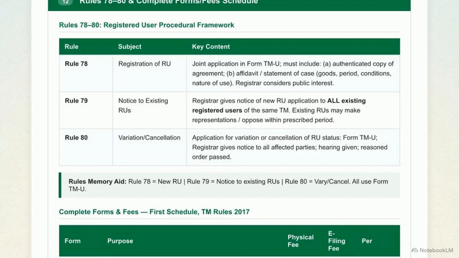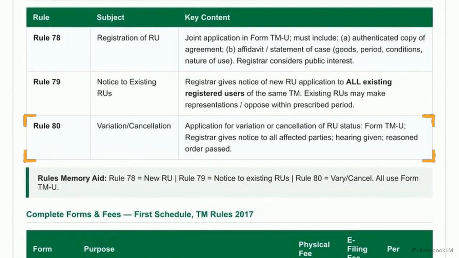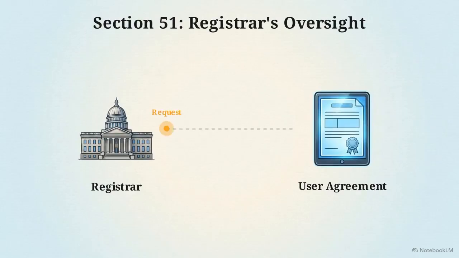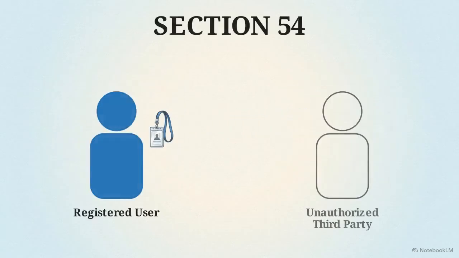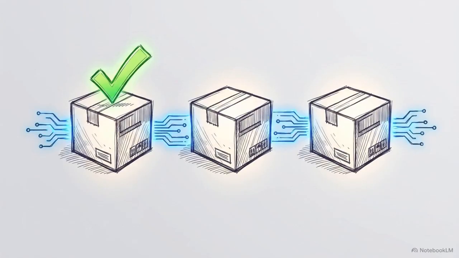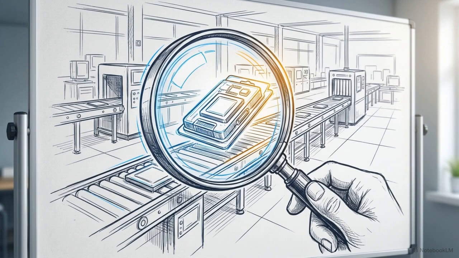Section 50, detailed here alongside Rule 80, states that the registration can be varied or cancelled by the parties, or by the registrar suo motu. Under Section 51, the registrar can demand confirmation of the user agreement at any time. Furthermore, under Section 54, the registered user has no right to assign their permitted status to anyone else. Section 55 establishes that use of one associated mark counts as use of the other registered marks within that group. This tight regulatory oversight prevents naked licensing. It ensures the proprietor maintains quality control, so the trademark retains its distinctiveness in the market.